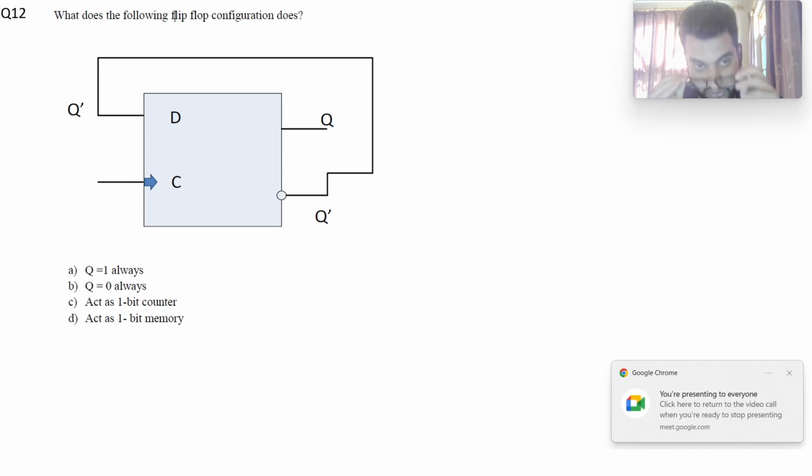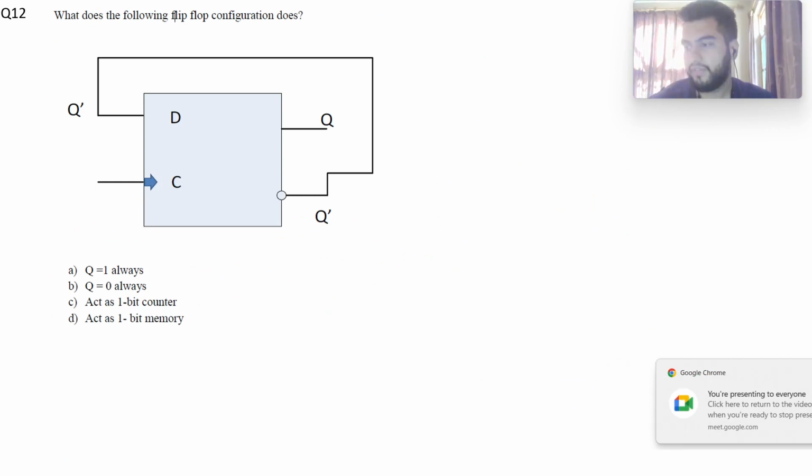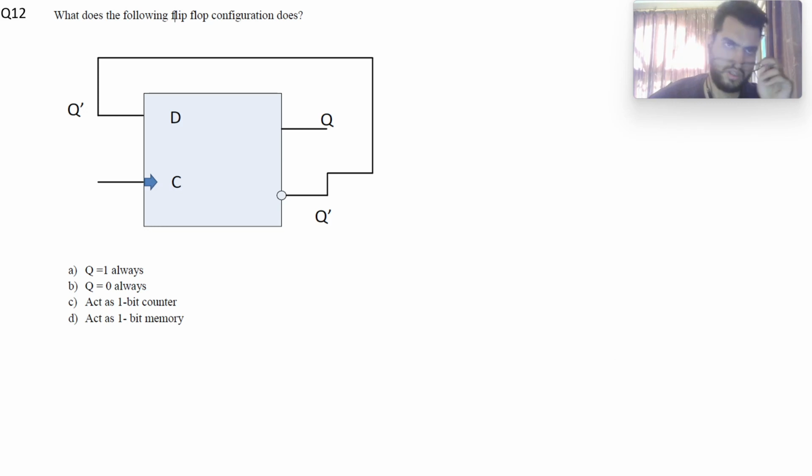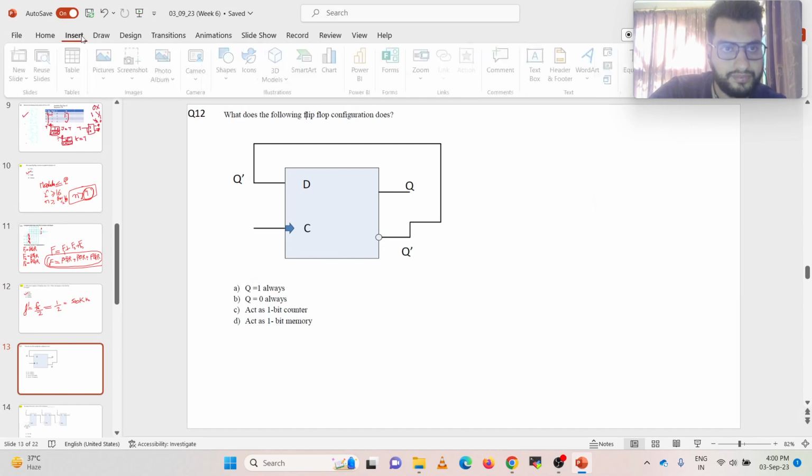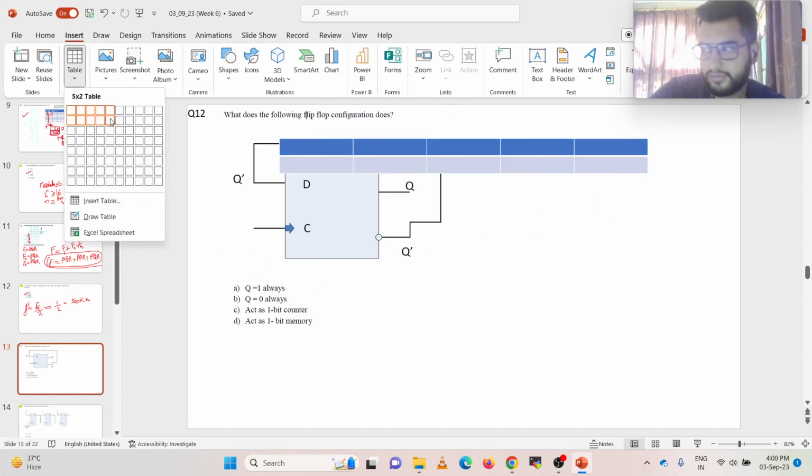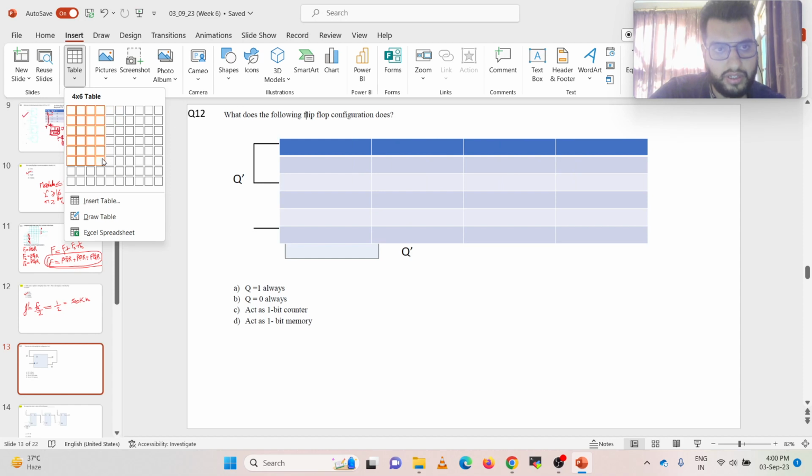Now we have question number 12, and we need to figure out what the following flip-flop configuration does. I don't know whether this question is grammatically correct or not, but we need to figure out what the following circuit does. We are given this D flip-flop where the input is connected to Q bar, and we need to figure out what it essentially does. So before we proceed, I'll just draw a table first.